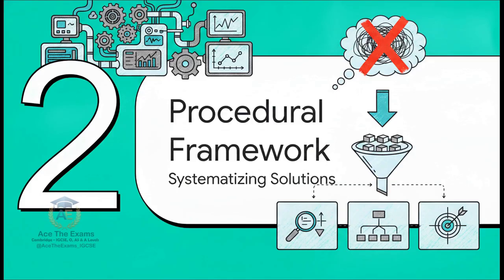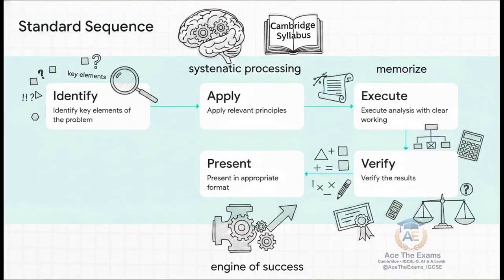When you are hit with a massive, multi-part regression question, the worst thing you can do is just start randomly writing down formulas. You need a standardized sequence. Here's the exact 5-step sequence demanded by the Cambridge syllabus.